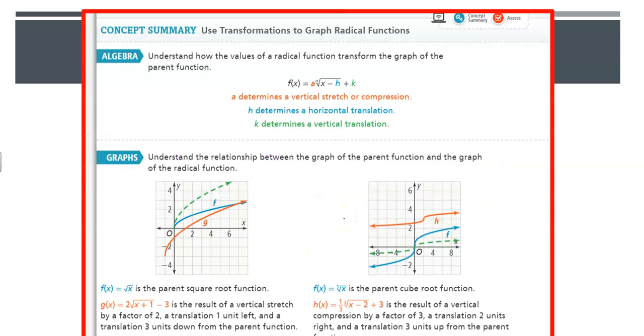So, different ways. This is the summary of everything we've done for the last 2 days. And you'll want this in your notes if you don't have it already. There's some good examples here. You could stop the video and look at it. You should be able to recognize quickly that this is some sort of square root function and this is some sort of cubic function here.